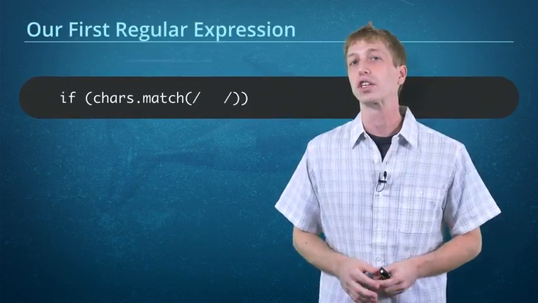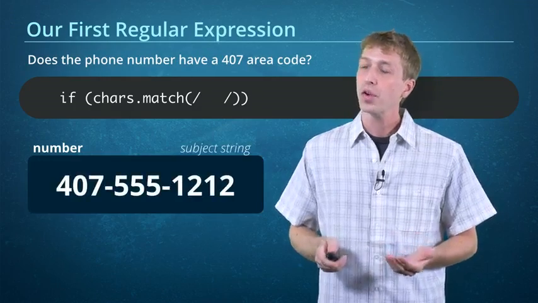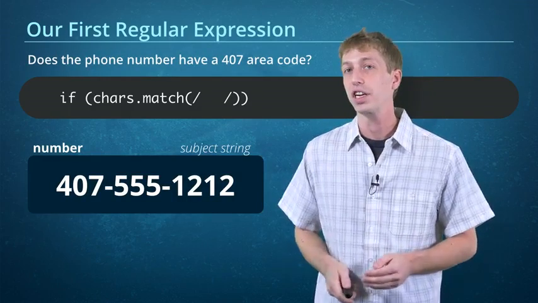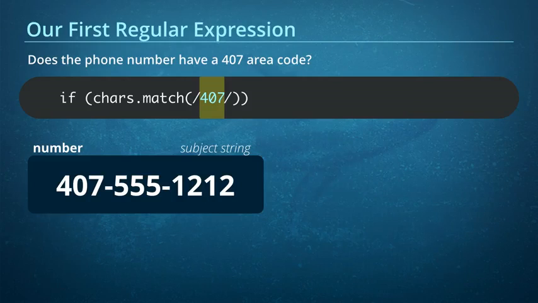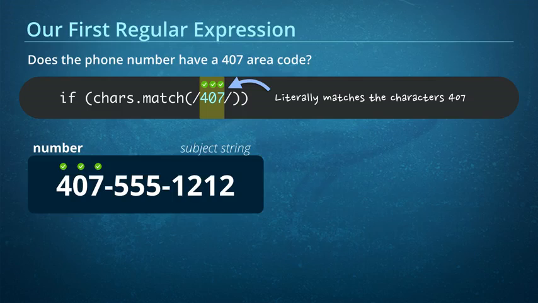So how does the regular expression engine work? The Regex engine walks each character in the pattern and the subject trying to find matches. Here, we're going to get a match on the 4 in the regular expression pattern and the subject. And then next, we're going to get a match on the 0 in the pattern and the 0 in the subject. And then finally, we're going to get a match on the 7 in the pattern and a 7 in the subject.